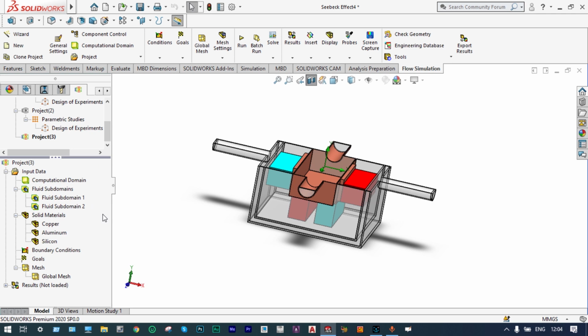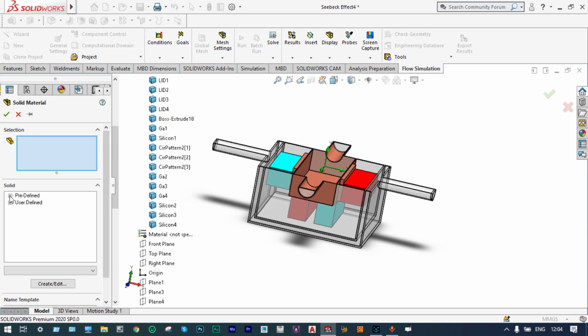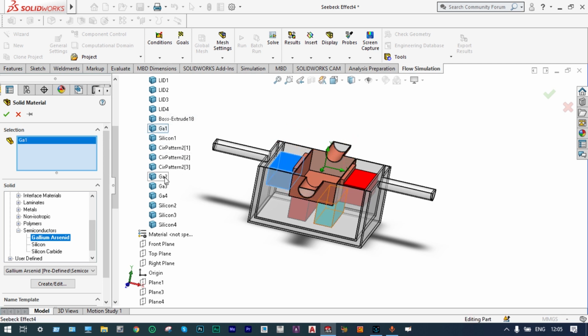Next to that, we have to select gallium arsenide. Solid materials, insert solid material, predefined. We have to select semiconductors, and in this case, we will select gallium arsenide, and those materials have also been defined in the solid geometry as GA1, GA2, GA3, GA4. So we're selecting that material as GA1, GA2, GA3, and GA4. So all the materials have been selected and defined.